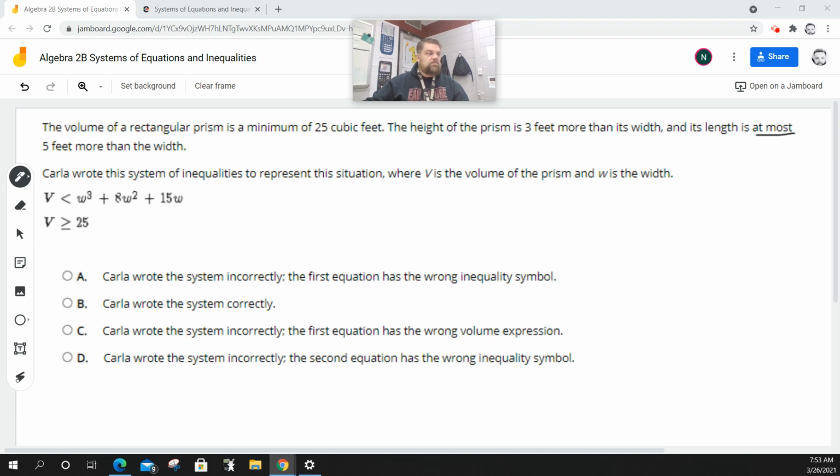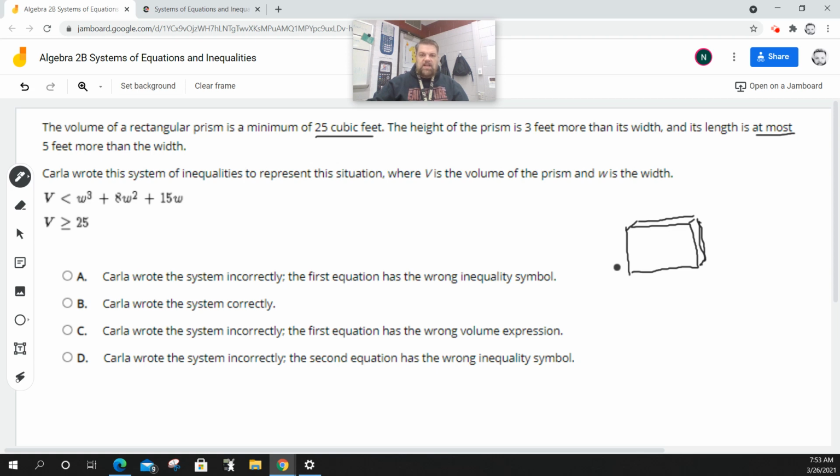Okay, so let's think about that. So the first one, this is the first inequality. So the volume is less than W. So I guess we got to figure out what the volume of this is. So it is a rectangular prism, which means you have a rectangle that goes like this. Rectangular prism is just a box. That's a fancy math way to say box.